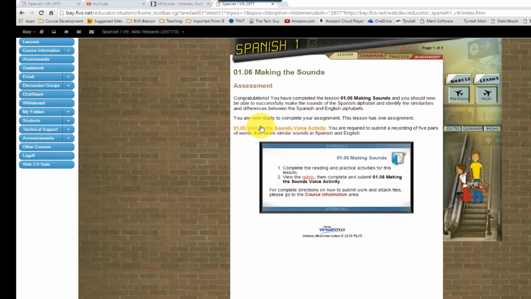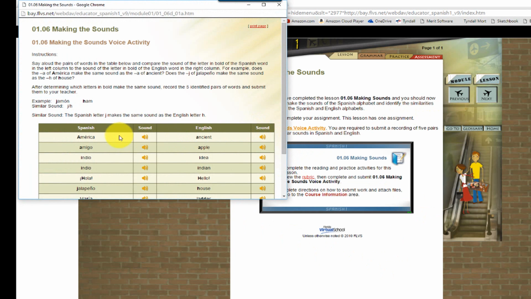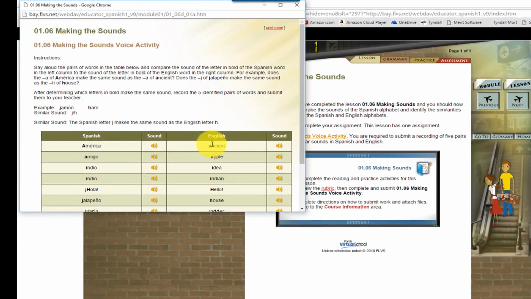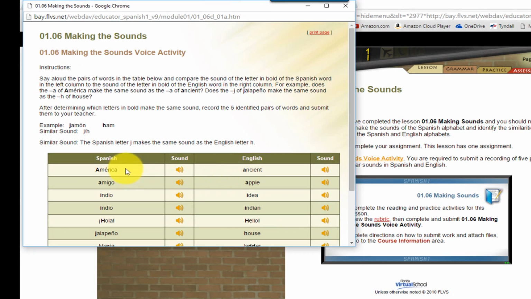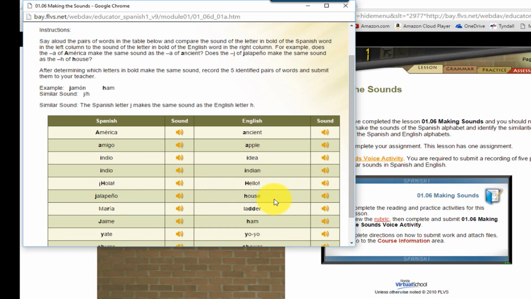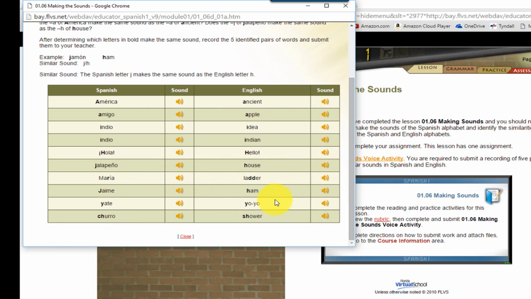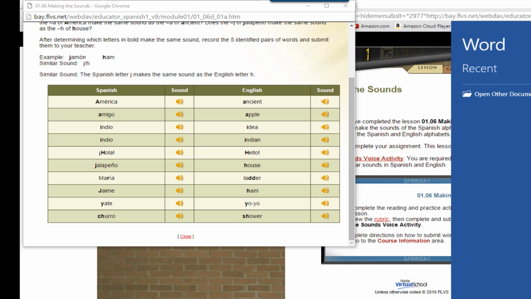And for the voice activity, this pretty cool assignment, make sure you match the sounds. Like for the letter A in Spanish is A, América, and that word is ancient. So look at the highlighter, the bold A. Those are the ones you're trying to match. So they have the same sound. So look at yate, yo-yo. The highlighted letter is Y. Yate and yo-yo have the same sound for the letter Y. That's for you to figure out.